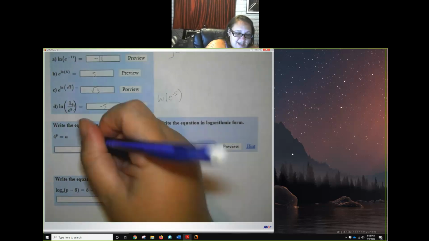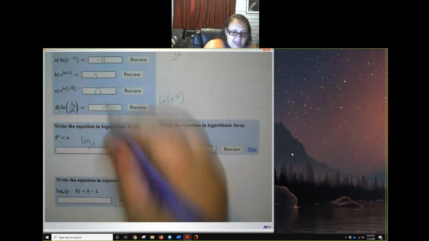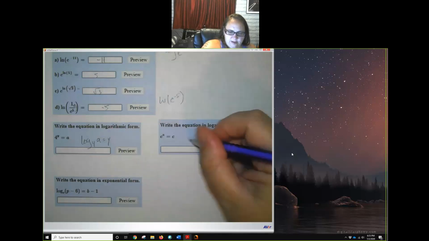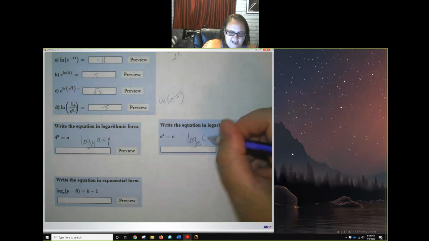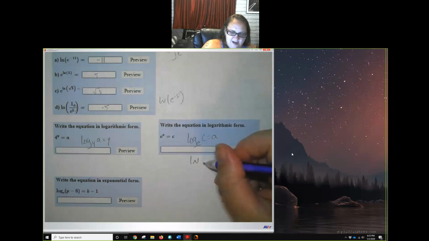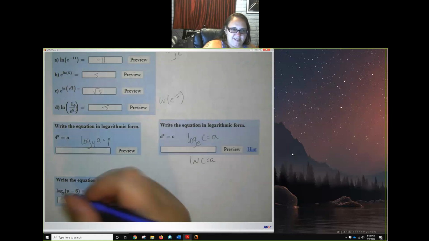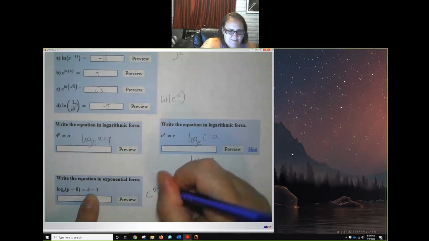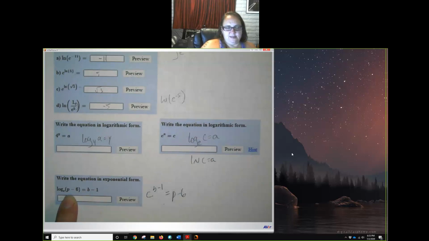So this would be the same as log with base 4 of a equals y. Log with base e of c equals a, but log with base e is ln. And then to write this as an exponential, we go the other way. C to the b minus 1 equals p minus 6.